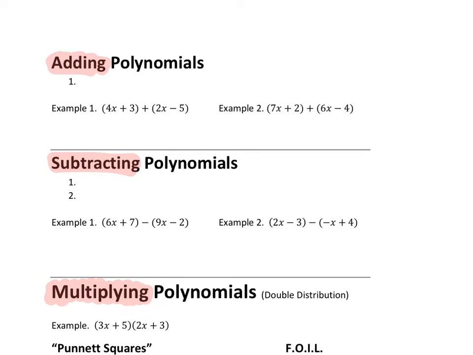The rules for adding polynomials are as follows. 1, line up the terms. And then CLT. What does CLT mean? CLT means to combine like terms. So we're going to be adding together the things that are alike. Line up the terms and CLT, because all we're doing is adding a binomial with a binomial.